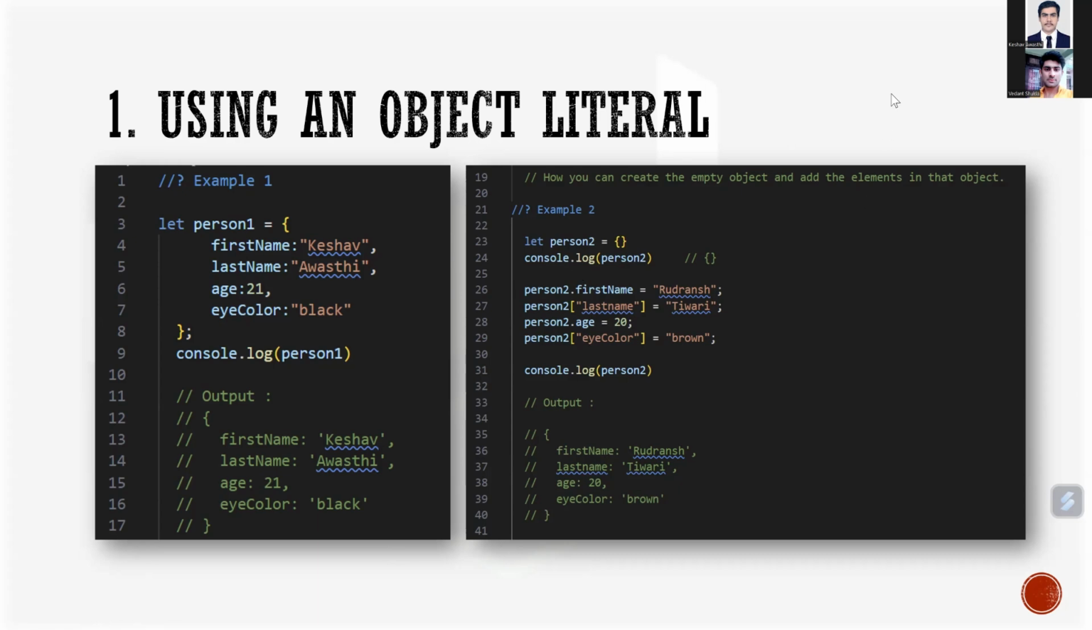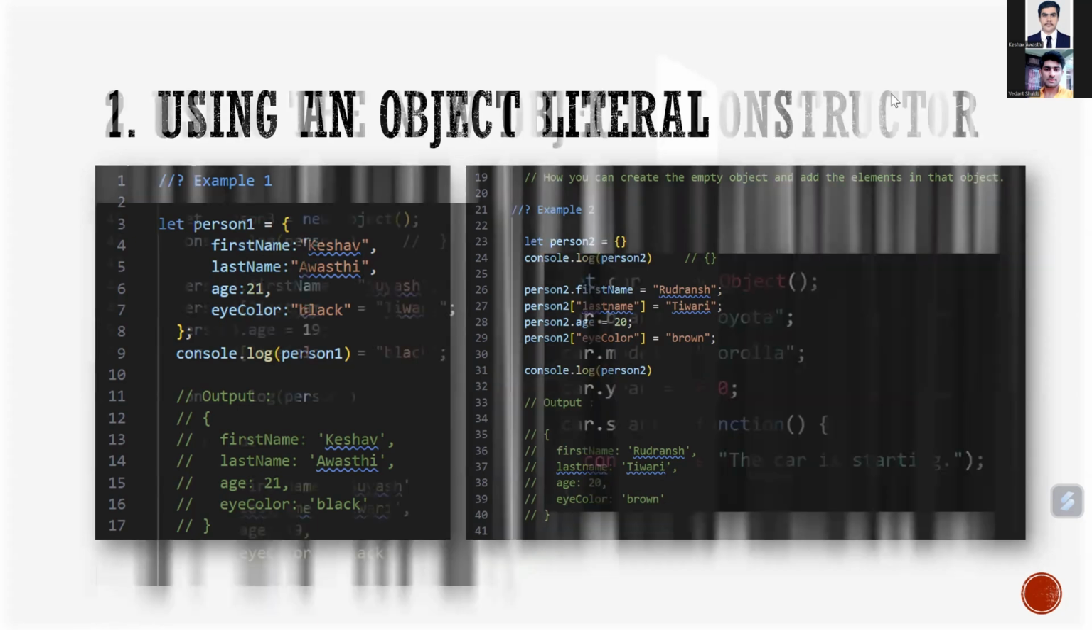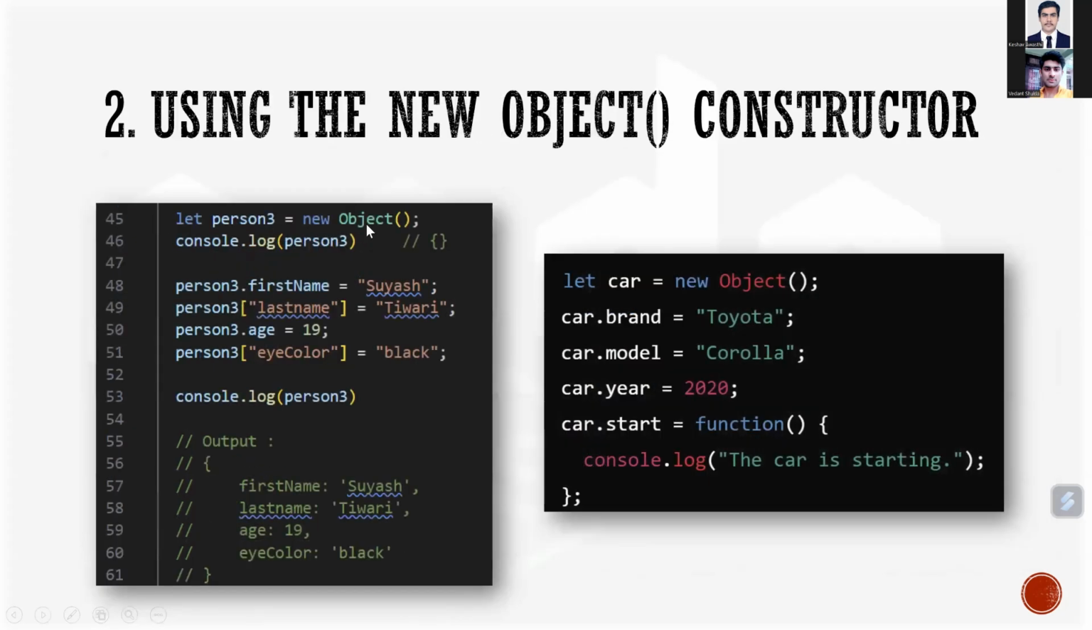Next is using the new Object constructor. This is a built-in constructor. By this way also you can create an empty object like this: let person equal new Object, and this will create an empty object. When lines 48 to 51 execute, they add new keys and values inside that object. And when the 53rd line is executed, we get the output which I have shown here from lines 56 to 61. So this is another example of how you can create a new object using an object constructor.